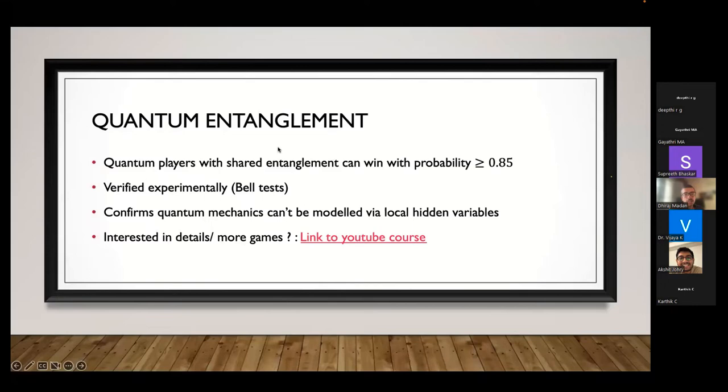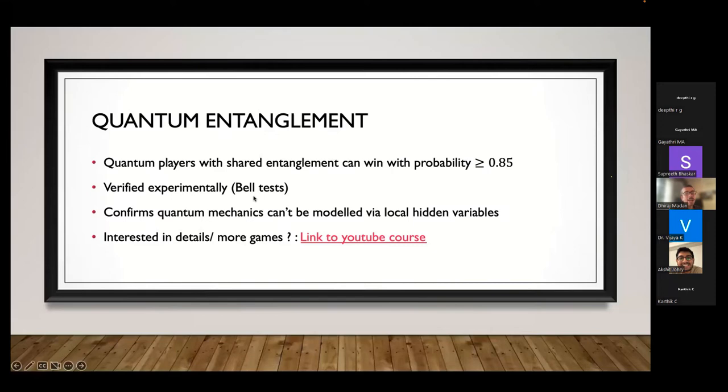So one corollary is that if you share an entanglement, then the quantum players can win the game which I described earlier with a probability of more than 0.85, right? Earlier I said that classically winning with probability more than 3/4 was not possible, but now I can win with probability almost 0.85. And this has been experimentally verified through Bell tests, for which Alain Aspect, Zeilinger, and Clauser, the three physicists, got the Nobel Prize.